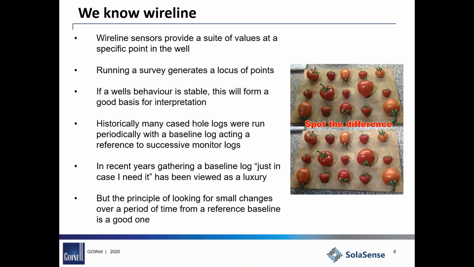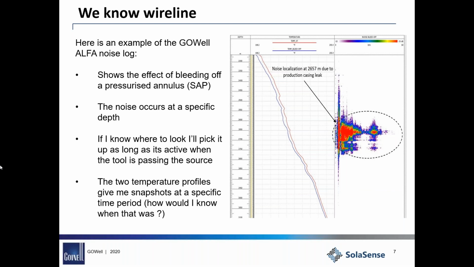So what do we know from wireline? This is an example of GOWell's alpha noise log. And we've got on the far right-hand track, there's a leak in the casing, and we can see where that leak occurs. We've got some acoustic energy that's creating a signal for us to measure over quite a broad range of frequencies. And in this example, we'd be quite happy to say, yep, that's where my leak is at 2657 meters, and call that a good measurement.